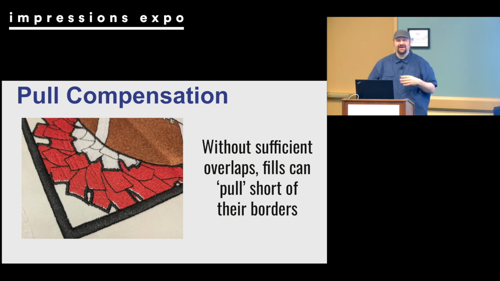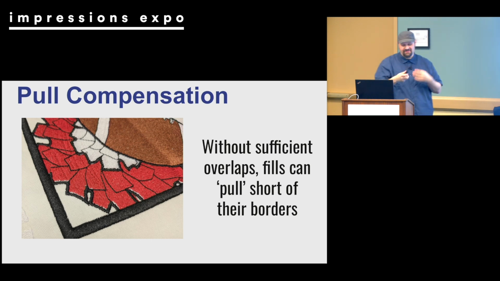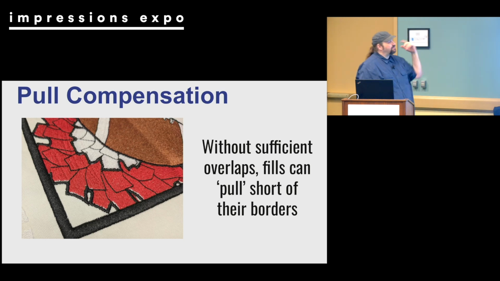I'm just here to tell you a layer of satin stitch, the penetration points are all on the edge on satin. Satin stitch layering on top of fill is fine. You can have a very deep overlap on this stuff and be just fine. It doesn't matter if it's more than you think you need. So without having sufficient overlaps, they can pull short of the borders.